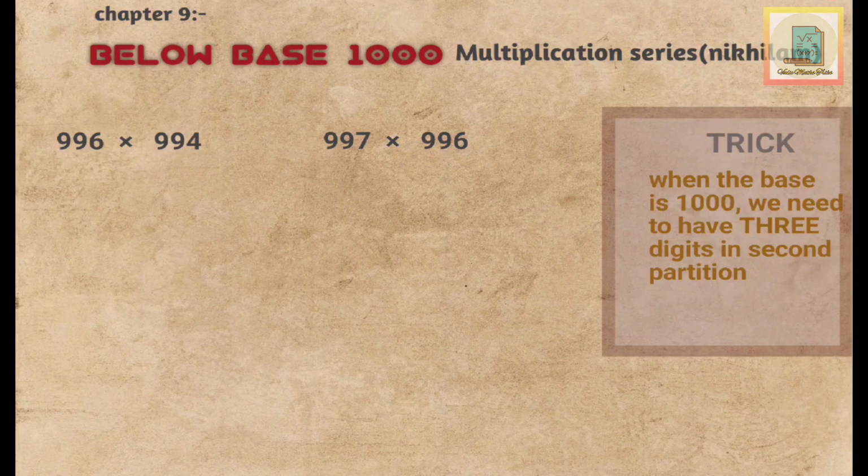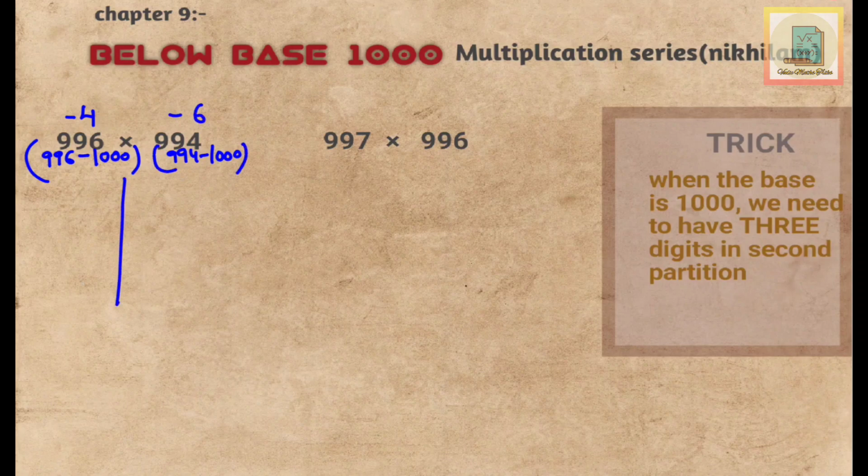So now first of all, we'll take the deviations. So 996 minus 1000, which gives you minus 4 as deviation, and 994 minus 1000, which gives you minus 6 as deviation.